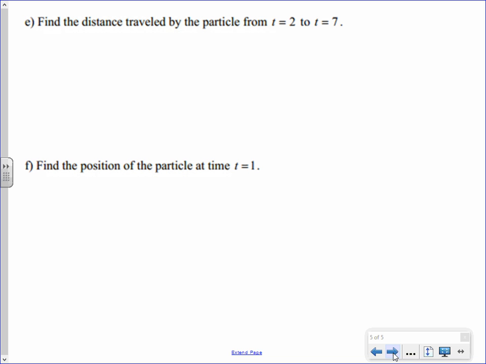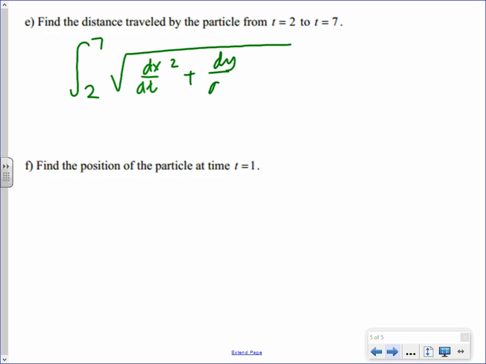But what do we get to do for this one? We actually don't have to worry about that absolute value. Which is the one where you multiply by 1. Okay, here we use the arc length formula for parametric. Since these equations are defined parametrically, distance traveled, that's just arc length.